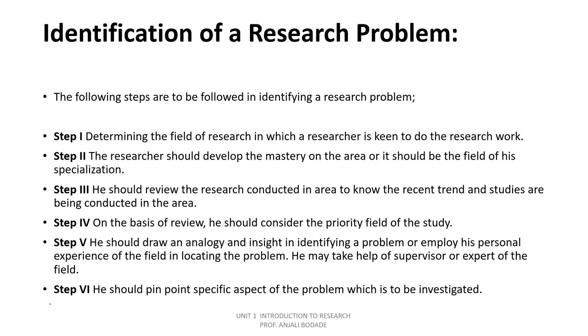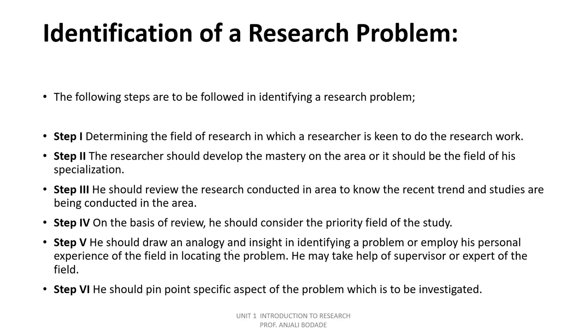Second step, identification of the research problem. The following steps are to be followed in identifying a research problem. Step 1, determining the field of research in which the researcher is keen to do the research work. Step 2, the researcher should develop mastery of the area, or it should be the field of his specialization.